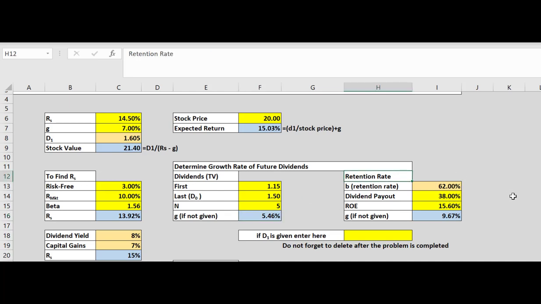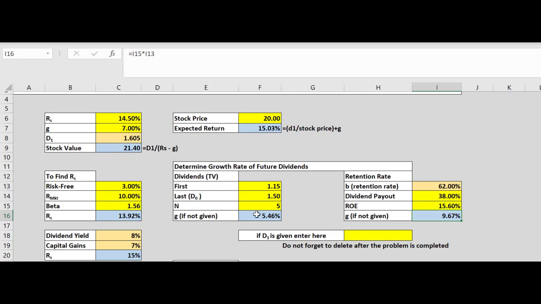Now there is another way to calculate this growth rate, and that is by looking at what they refer to as the retention rate. The company pays out 38% of its earnings as dividends, which means they keep 62% of earnings to reinvest. The rate of return on equity tells us what rate of return they earn on investors' money. So on this 62%, they earn 15.6%. So another calculation of growth could be 9.67%. So how do we want to do this?